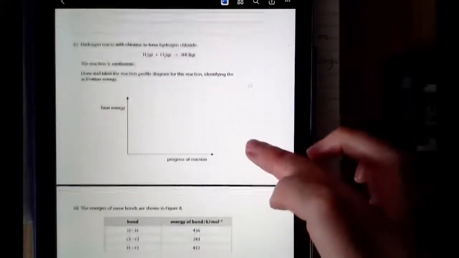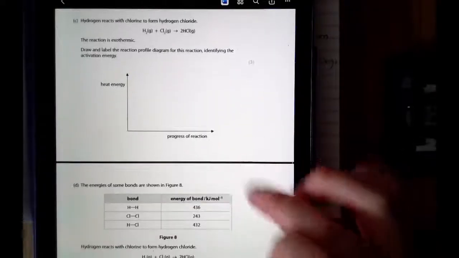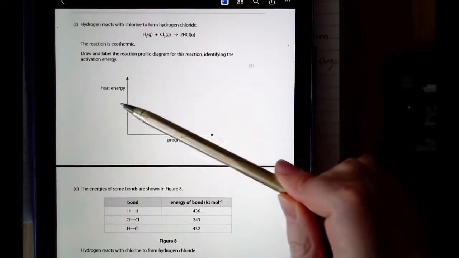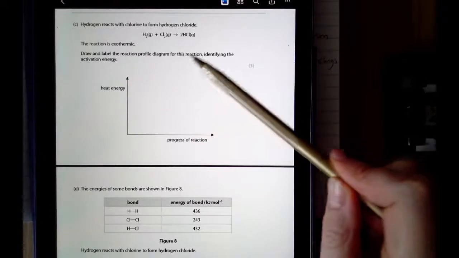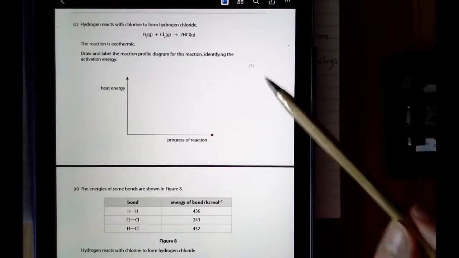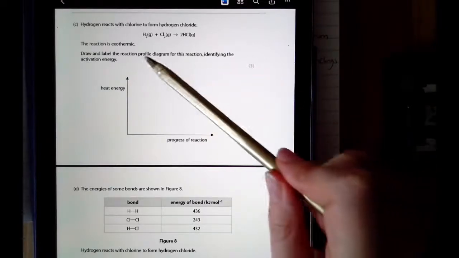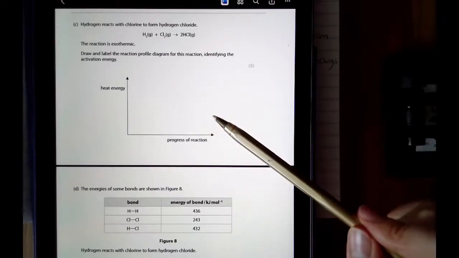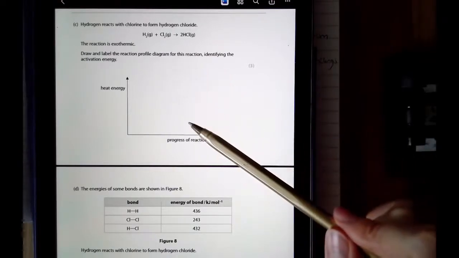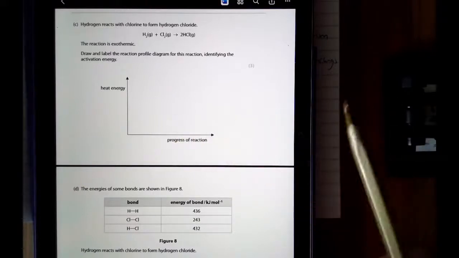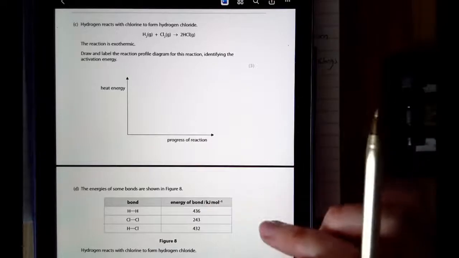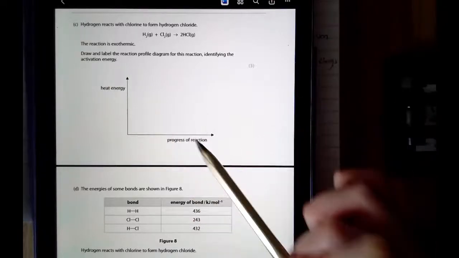If we look at some other ones here, this is what an activation profile diagram question would look like. They tell you that this reaction is exothermic, and they ask you to draw and label the reaction profile diagram identifying the activation energy. It's for 3 marks because it's exothermic. You'll start with the reactants up high, you'll have the products down low, and then you'll draw your activation energy in. So it'll be exactly the same as what I've just drawn, and that's going to get you 3 marks. And you are told that it's exothermic, you just need to draw it. You'll see that they've labelled the axes for you as well.